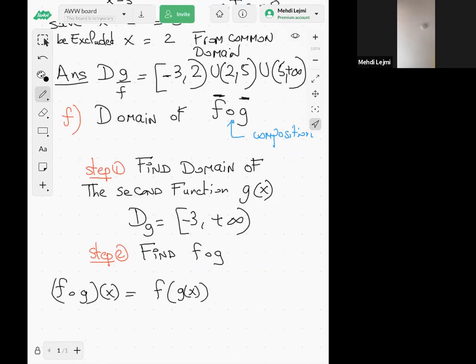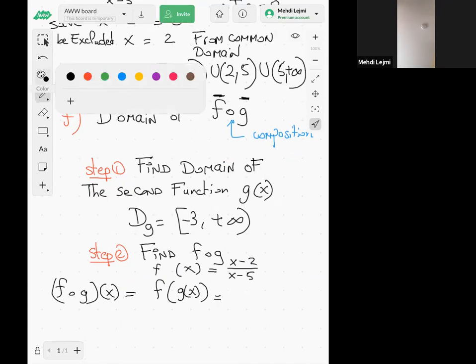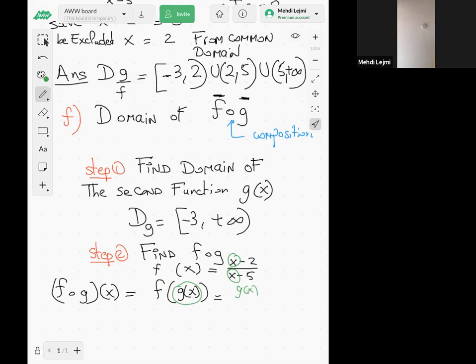But then, F of X is X minus 2 over X minus 5, right? So there's an X in the top here and an X in the bottom. So we have to substitute both X's by G of X. We substitute the X in the top by G of X and the X in the bottom by G of X. So that will be G of X minus 2 over G of X minus 5.